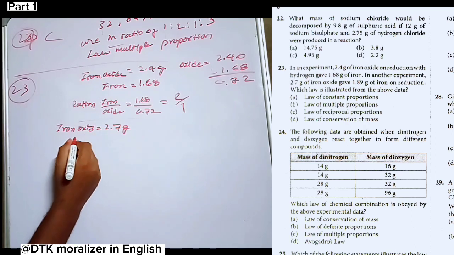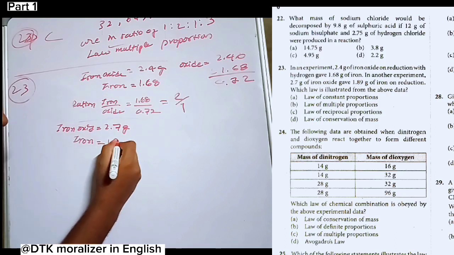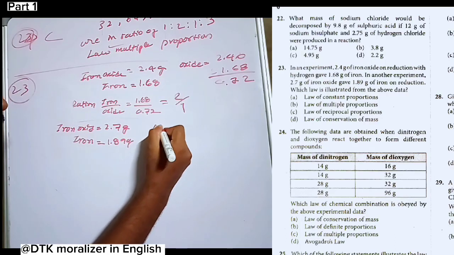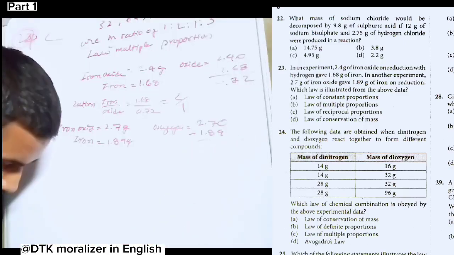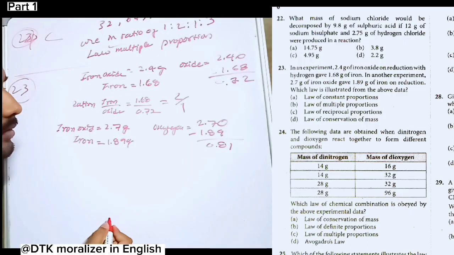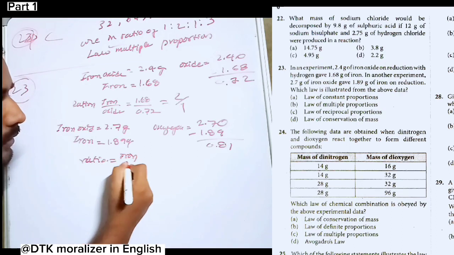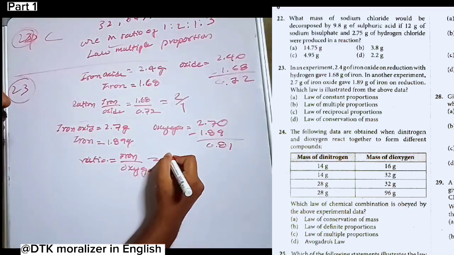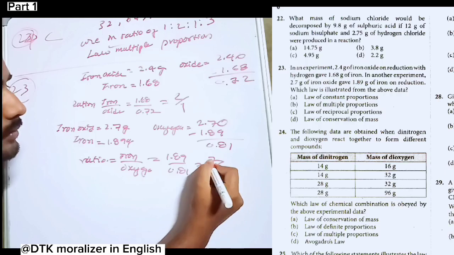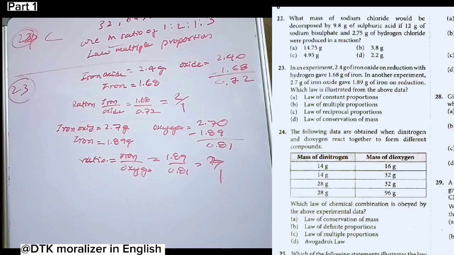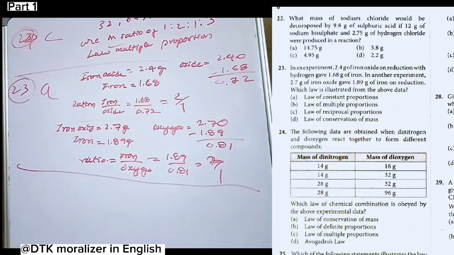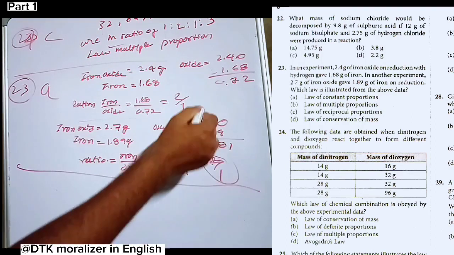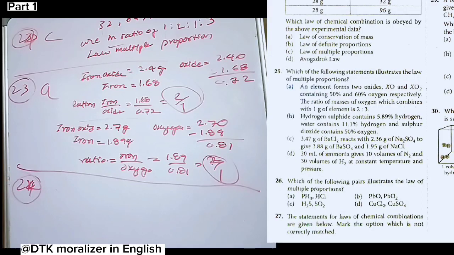Now we are going to the second experiment. Here iron oxide is 2.7 grams and the iron is 1.89 grams. When we subtract, we get oxygen mass as 0.81. Now the ratio of iron and oxygen in that compound is 1.89 by 0.81. So here also the same ratio, 2 by 1. So the law of constant proportions is valid. Here the ratio is constant.